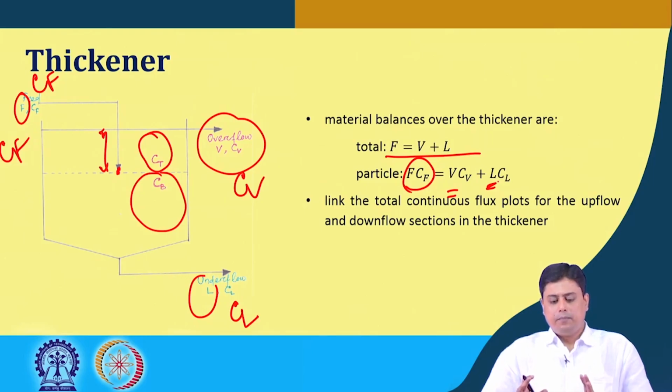So, these two expressions actually now can be linked with this total continuous flux plot for the upflow and downflow sections in the thickener. If we go into details, we will see that these two expressions combine this total flux plot for the upflow and the downflow sections in the thickener.